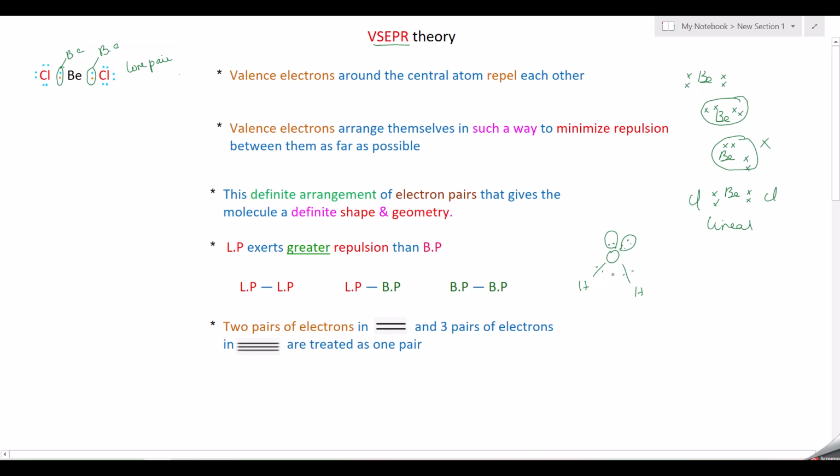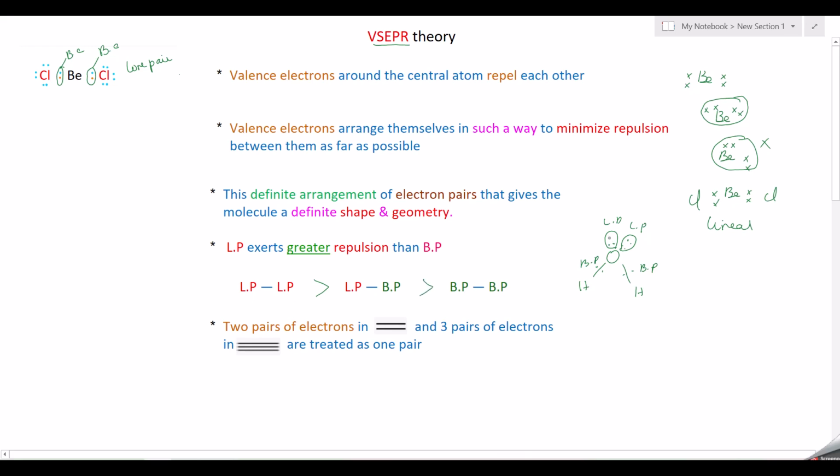So there are three types of repulsion. One is the lone pair repulsion: they will repel each other, and this lone pair will repel this bond pair, and this bond pair will repel this bond pair. So we can say that lone pair repulsion is there, lone pair bond pair repulsion is there, and bond pair repulsion. So which repulsion is greater? Lone pair repulsion is greater than lone pair bond pair repulsion, which is greater than bond pair repulsion.